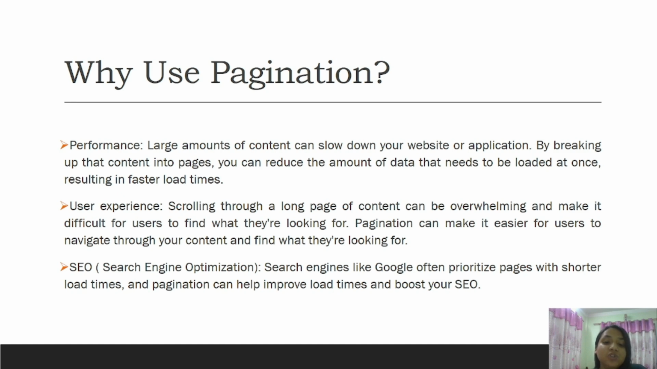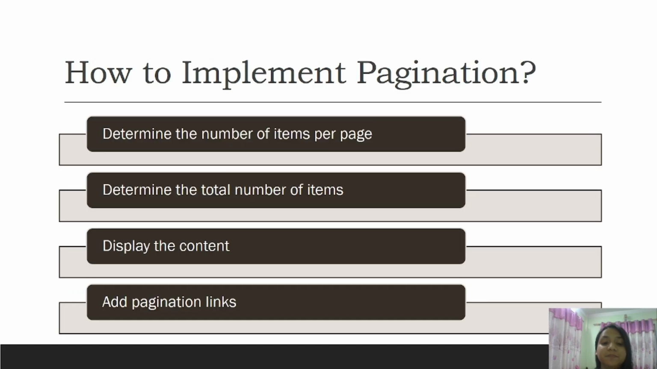Second is user experience. Scrolling through a long page of content can be overwhelming and make it difficult for the user to find what they are looking for. Pagination can make it easier for user to navigate through the content and find what they are looking for. Next is SEO, search engine optimization. Search engines like Google often prioritize pages with shorter load times, and pagination can help improve load times and boost your SEO.